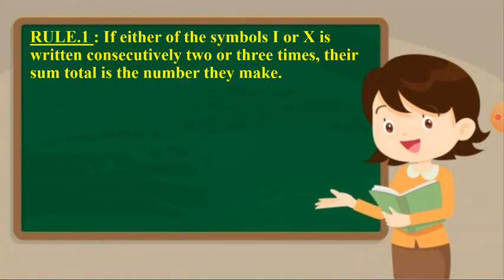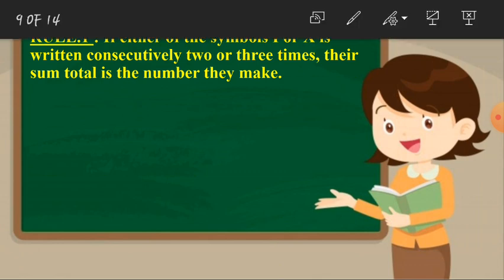The first rule is if either of the symbols I or X is written consecutively 2 or 3 times, their sum total is the number they make. Means students, if we write the symbol I or X repeatedly 2 or 3 times, then whatever the total is will be the number denoted by the Roman letters. I'll explain it with an example.